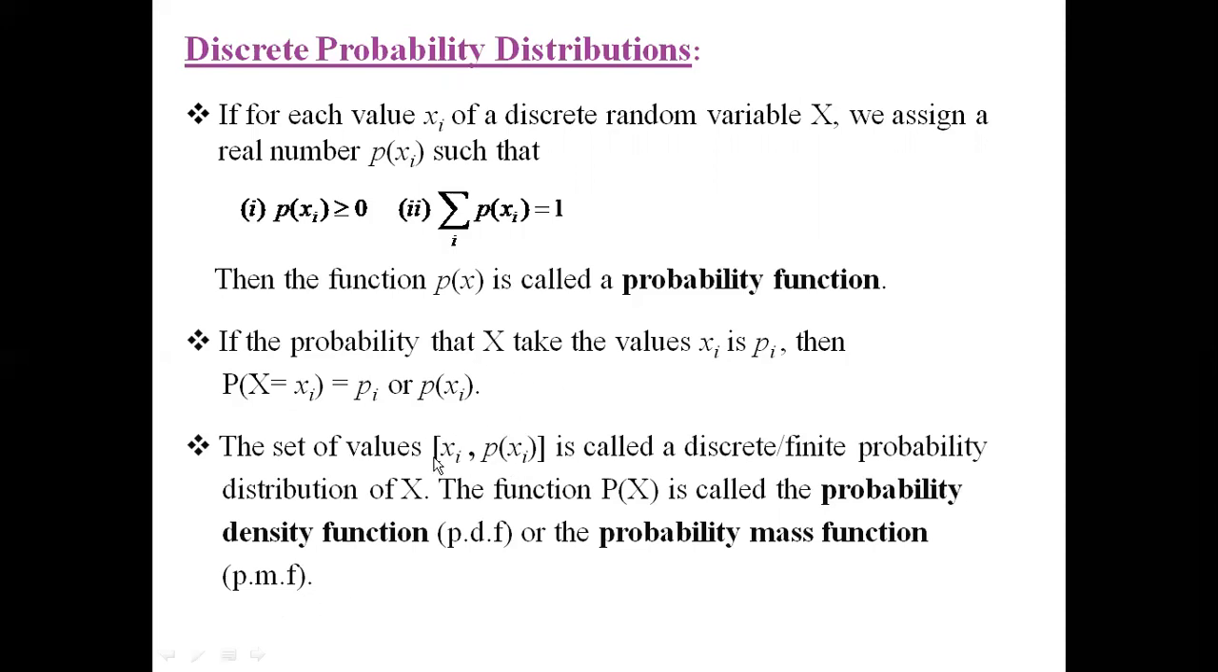All the values of X associated with the given random variable X and then its probabilities together put in the form of a table give us the discrete or finite probability distribution of X, and the function p of x in such a case is called the probability density function or probability mass function.